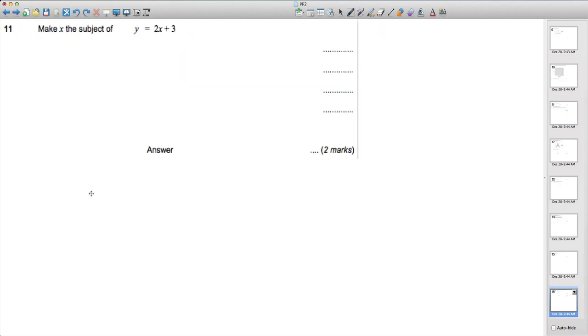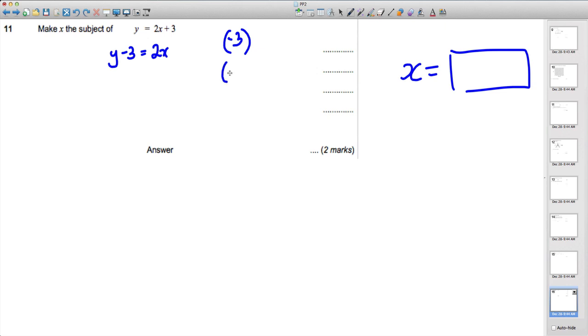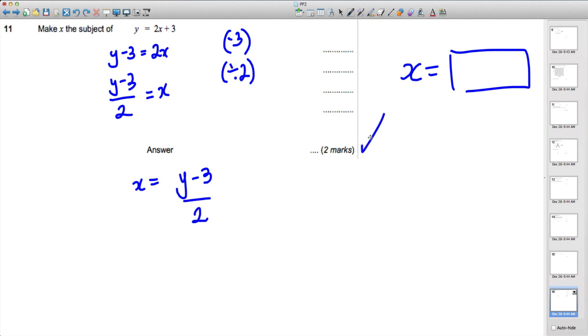Question 11. Make x the subject of the formula. You want x equals something with y's, numbers, and subtractions and additions in it. First things first, take away 3 off both sides. So y subtract 3 would be 2x. Then divide both sides by 2. y subtract 3 over 2 is equal to x. Then probably write it with the x on the left-hand side. x is y subtract 3 over 2. Simple as that. Easy 2 marks.